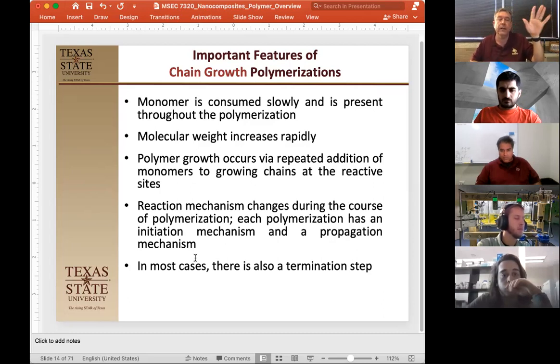You initiate by starting a monomer with a reactive species. All the monomers continue to grow off that reactive species. And at the end, you terminate with either water, air, or something like that. Okay. Questions about step growth versus chain growth polymerizations?